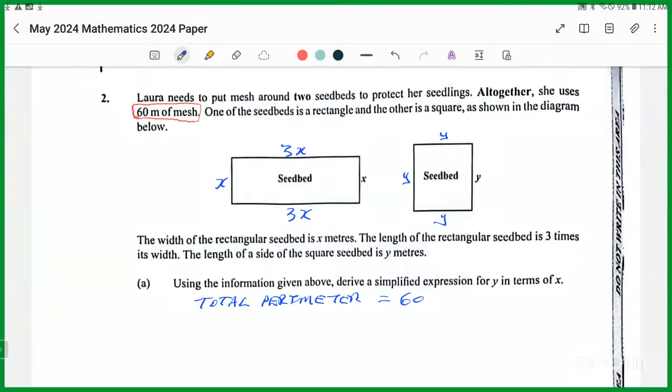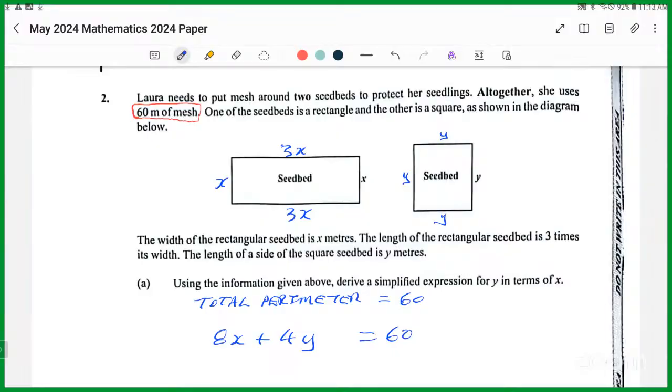I'm just going to write 60. So the total perimeter is the total perimeter of this plus this. Now the total perimeter of this one is 8x. 3x plus 3x is 6x, plus x is 7x, plus x is 8x. So the total perimeter of the rectangular bed is 8x. Plus the total perimeter of the square bed is 4y: y plus y plus y plus y. 4y is the total perimeter of the square bed. That total length of mesh is equal to 60.